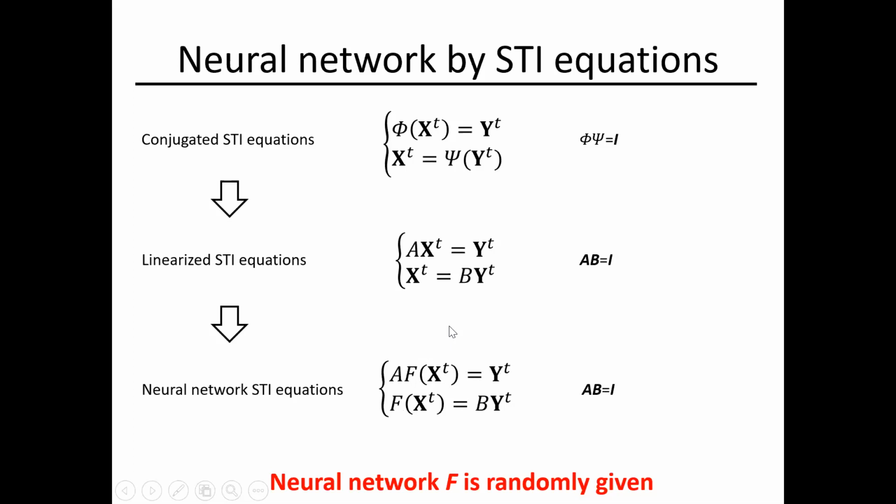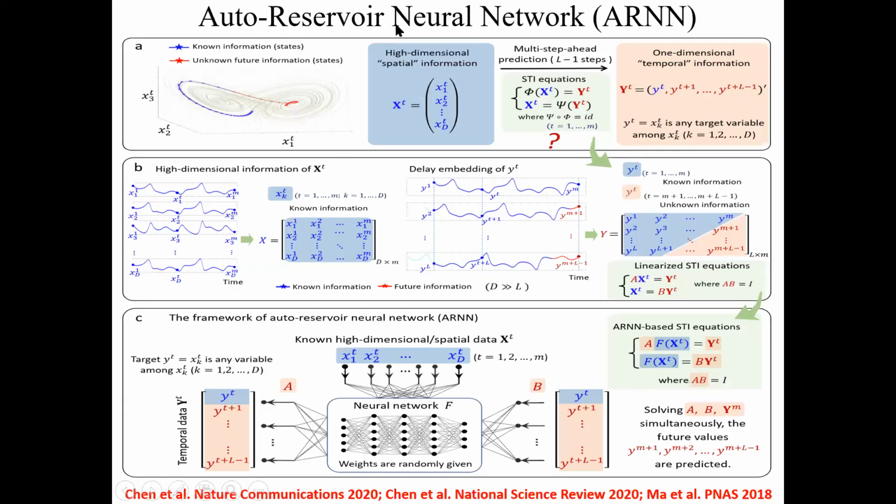Traditionally, a trained neural network is unavailable, but here we use a different way. The neural network is randomly given: all the weightings are randomly given. So only A, B and Y are unknown. We call this the auto reservoir neural network, ARNN.